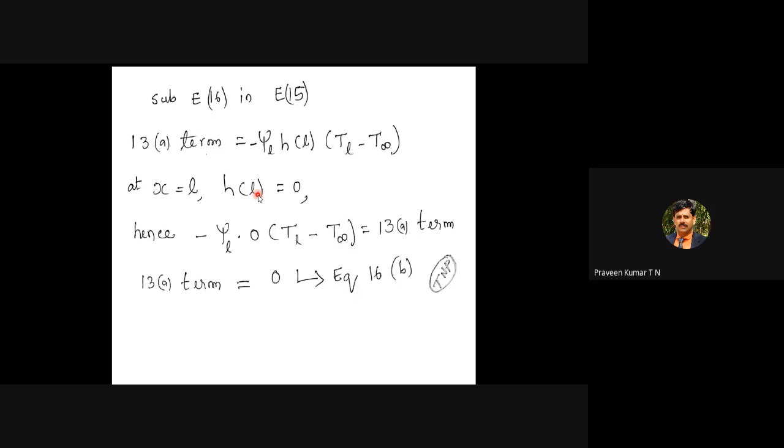the thickness is very, very small. So thickness into the breadth of the paper becomes very, very small. Hence, it is assumed to be insulated. So once it is insulated at the tip of the steel rod, which is heated from one end, the other end of the steel rod is assumed to be insulated. Once it is insulated, there is no convective heat transfer. When there is no convective heat transfer, H of L becomes 0. Then the 13A term becomes 0.